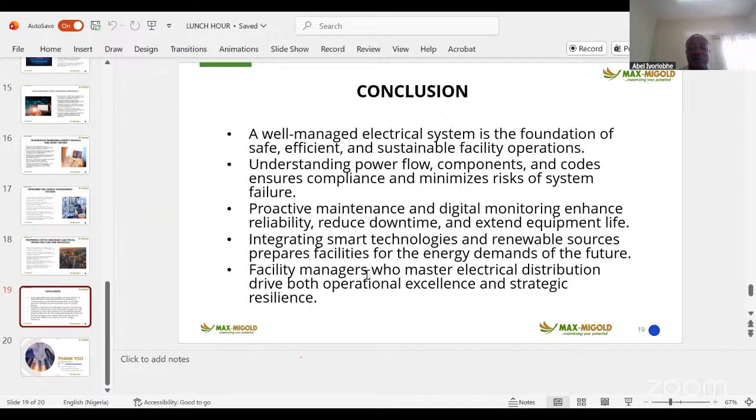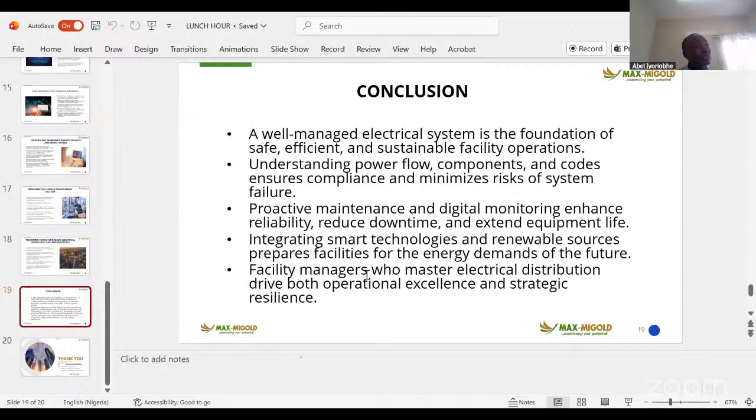Understanding power flow, components, and codes ensures compliance and minimizes risk of system failure. When you stick to the standard, when the circuit breaker is bad, replace it. When a fuse is bad, replace it. Don't try to join wire together to make sure that it's supplied to that bit. No, you are doing more harm than good. So when you do this, you are creating a safe, compliant system that minimizes risk of failure.